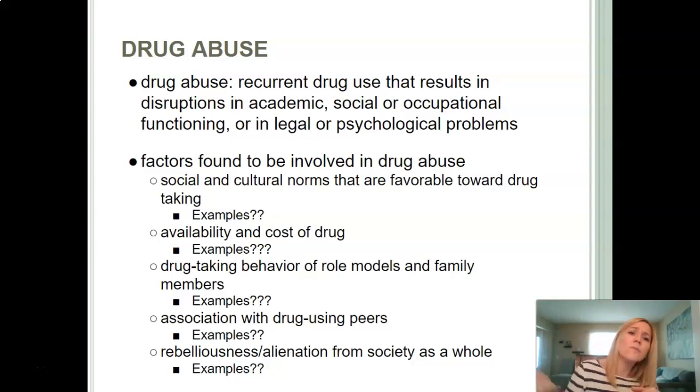So, factors found in drug abuse: social and cultural norms that are favorable toward drug taking behavior. You heard me talk about this just a minute ago. It's seen as almost a rite of passage that teenagers are supposed to go to parties where there's lots of drinking and marijuana usage and all the other kind of stuff. That's a totally cultural thing.